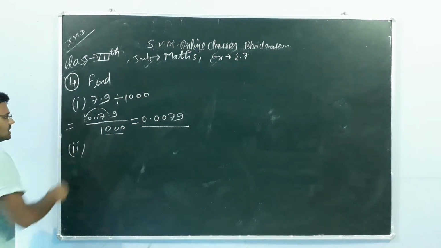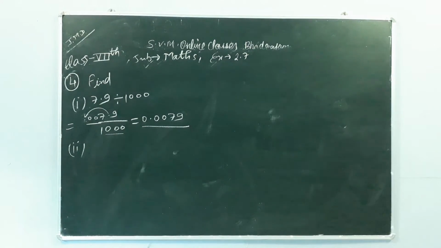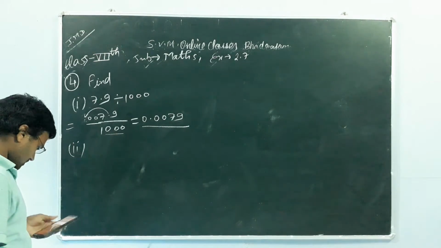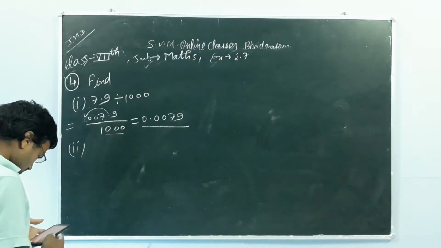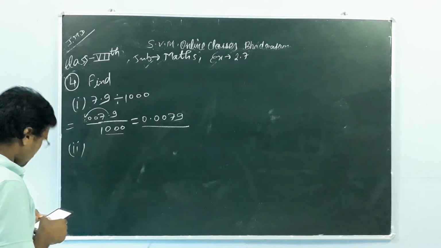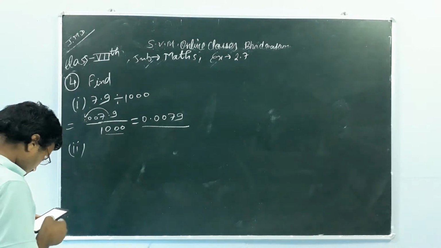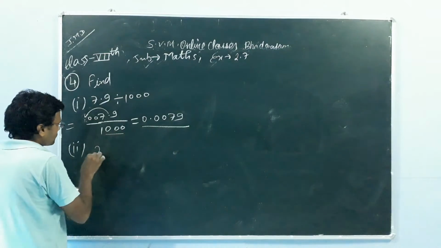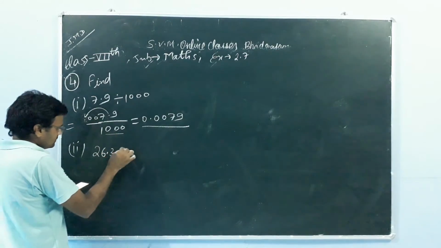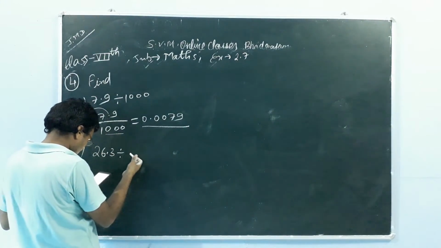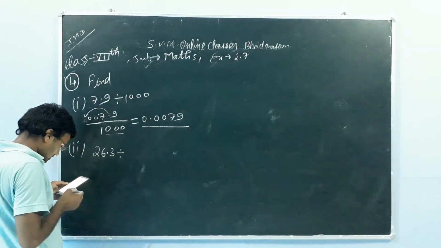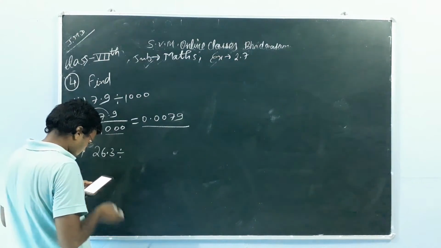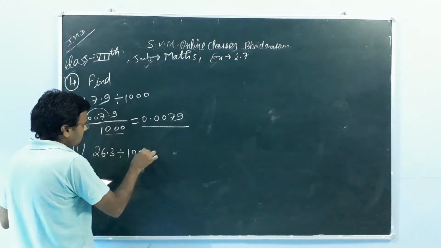Okay, next part is what? Question number 4th, and the second part is 26.3 divided by 1000.